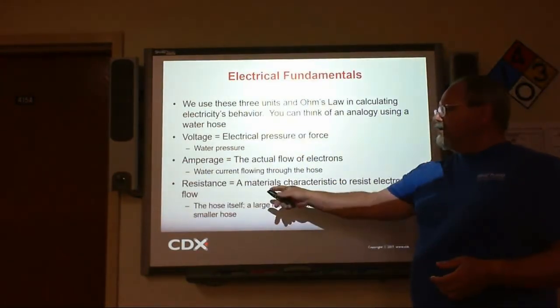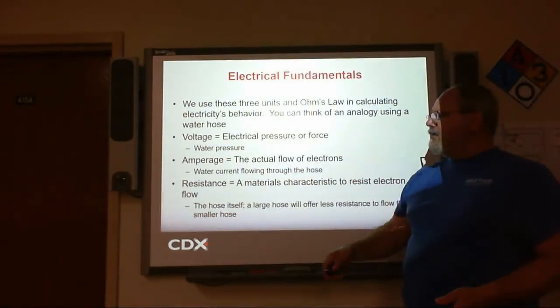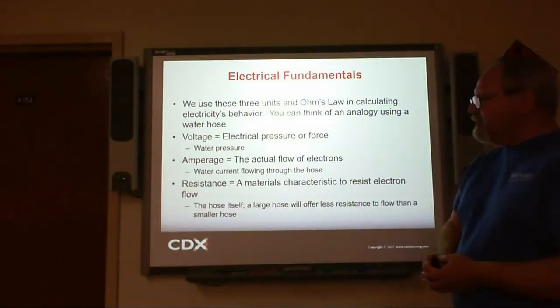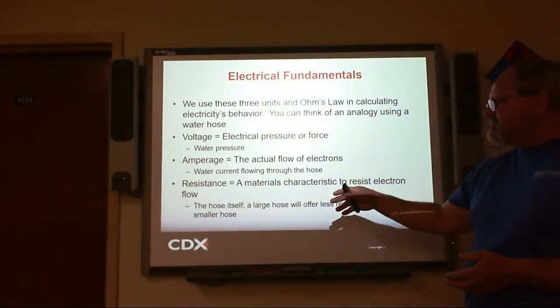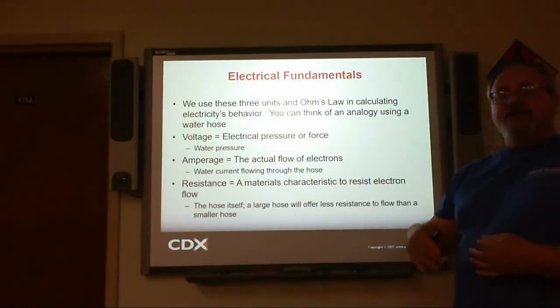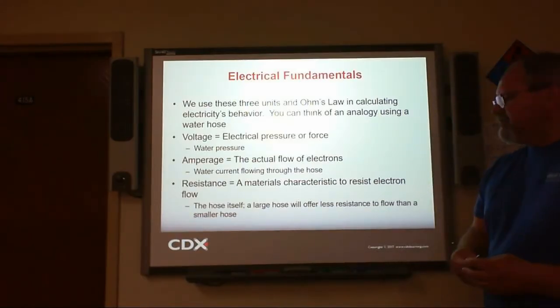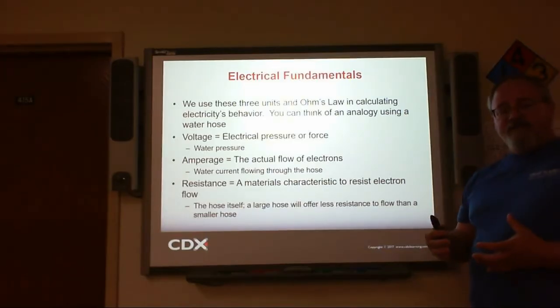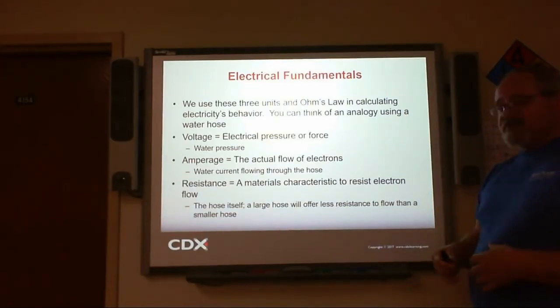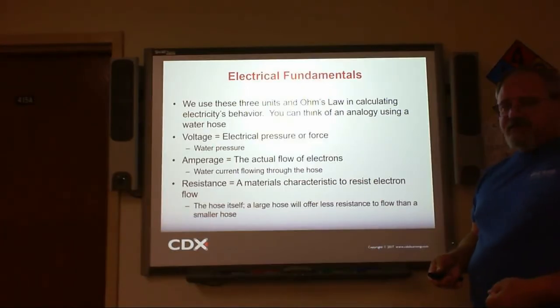And if you think about the water hose, the water flowing through the hose, the actual water is similar to amperage. And the resistance, which is the material's characteristic to resist the flow of electrons, the resistance would be similar to the hose itself. You can think of a large hose like a fire hose hooked up to a fire hydrant. It's going to flow a lot of water. But a smaller diameter hose, such as a garden hose, is going to flow less in comparison.